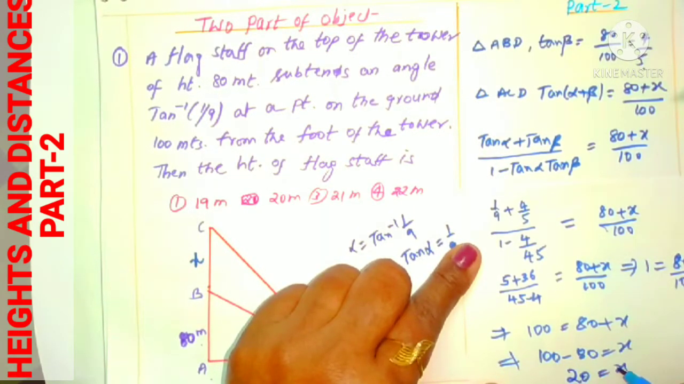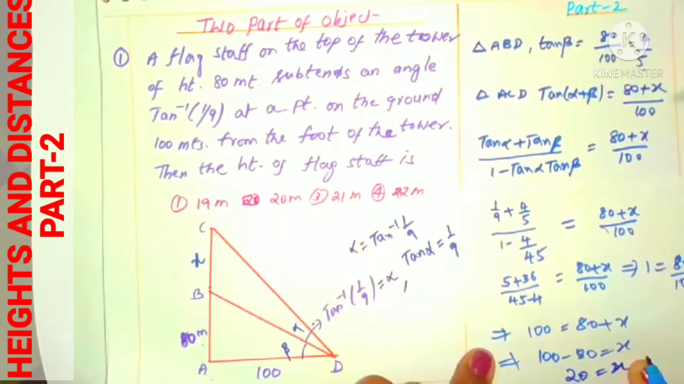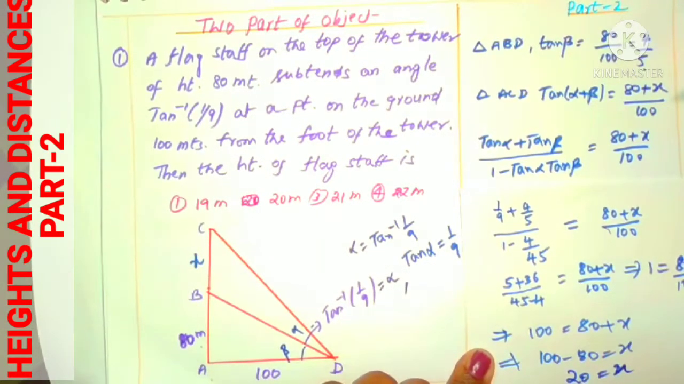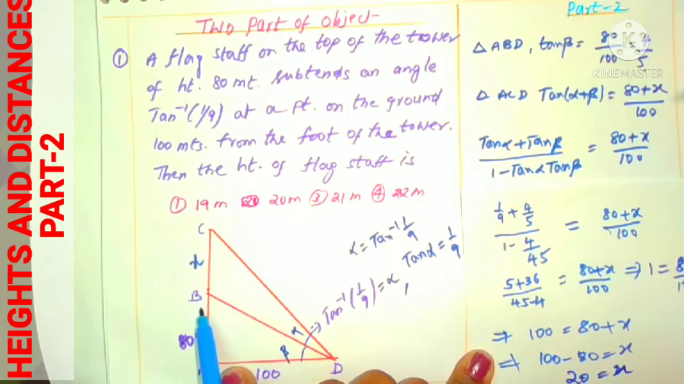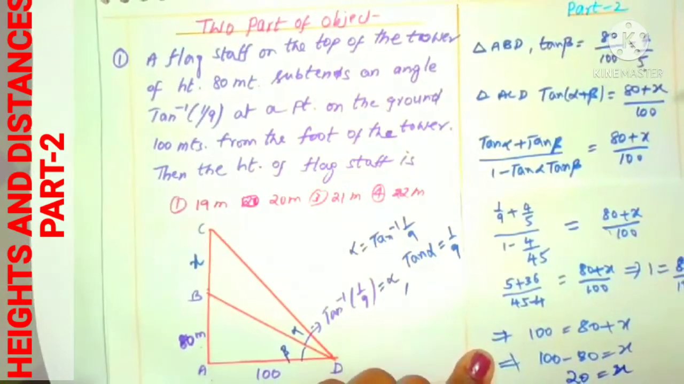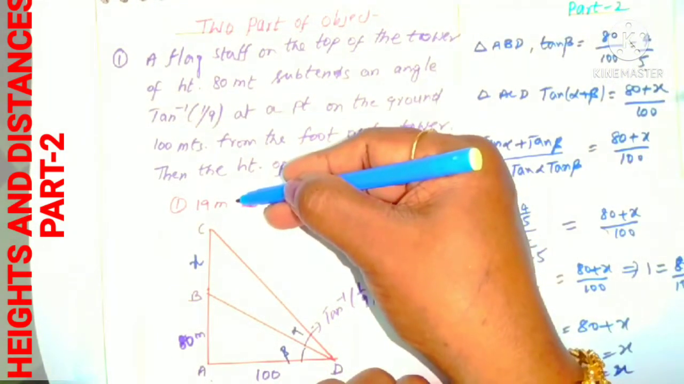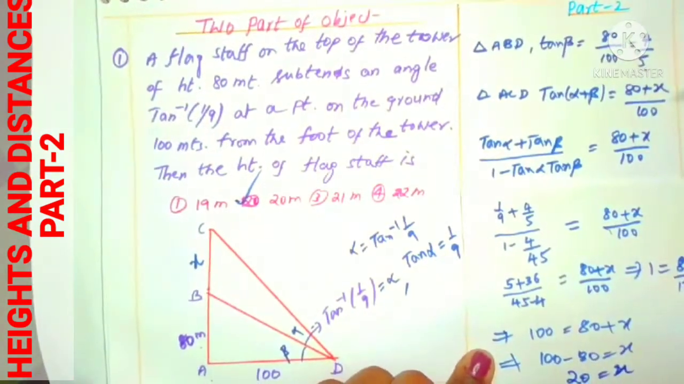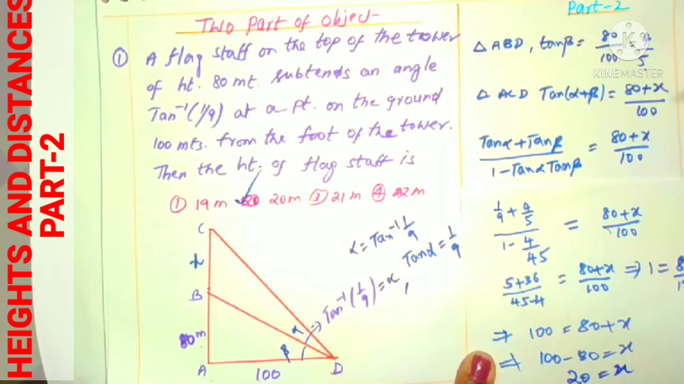Okay, what do we want? 20 equals x. What is x here? It is the top length of the flagstaff. That is what is being asked. What is the height of the flagstaff being asked? The height of the flagstaff is x, which we have taken; that is what is asked. Therefore x equals 20. That is clearly the second option. It's very simple and clear. Now we can come to the next question.